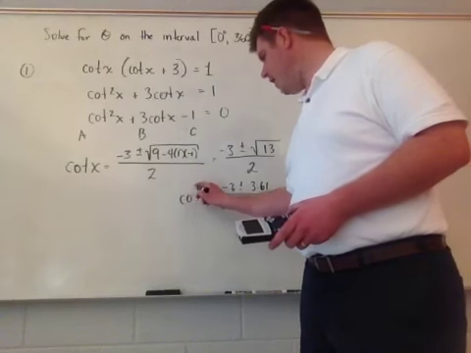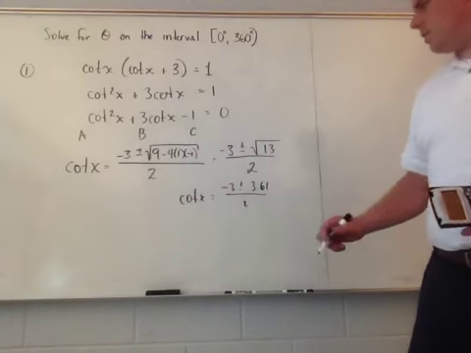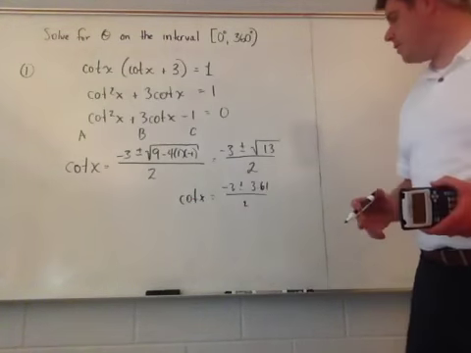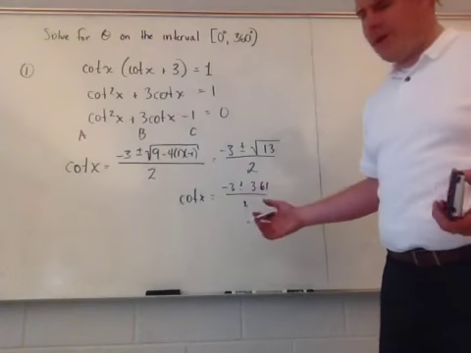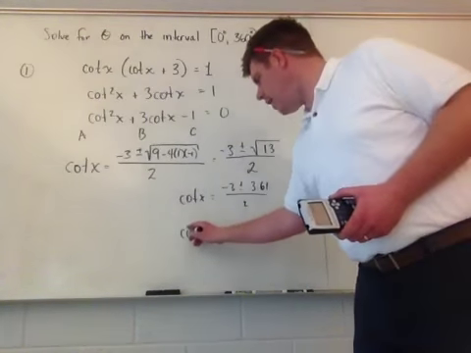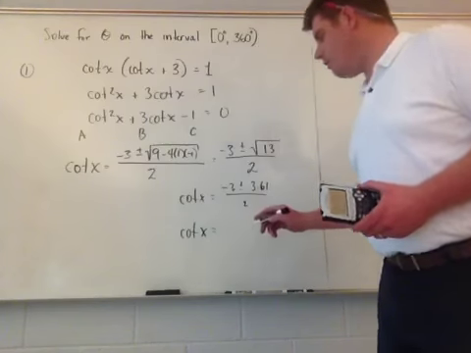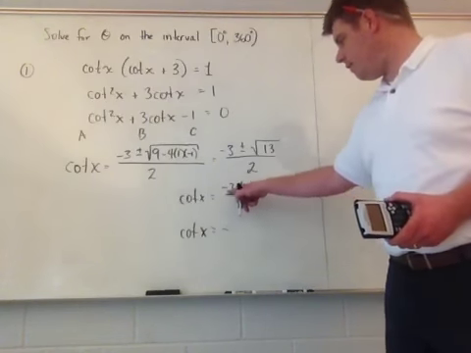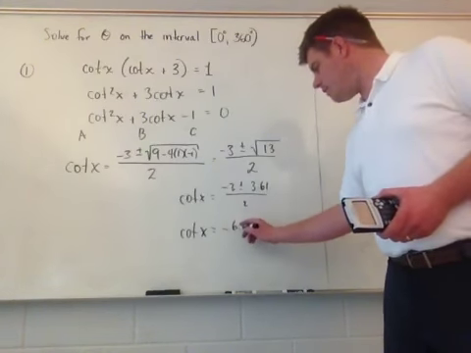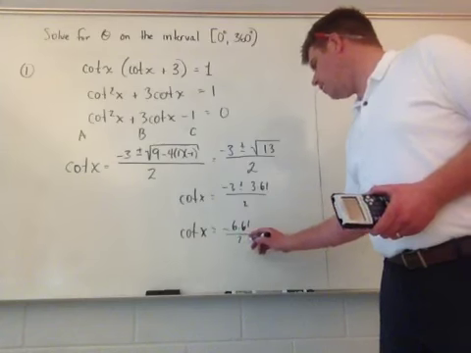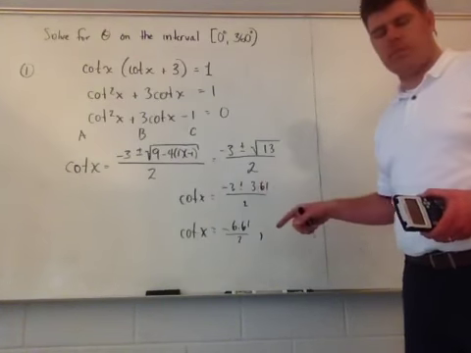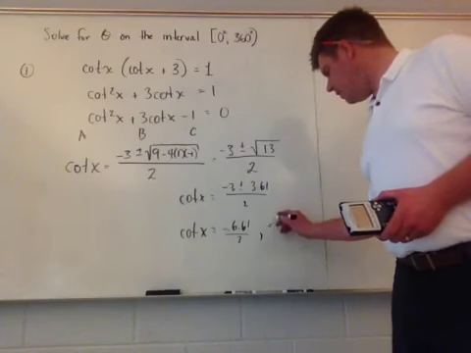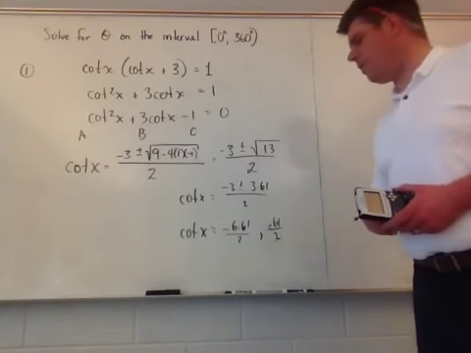So cotangent of x right now is approximately negative 3 plus or minus 3.61. If I go ahead and do that, cotangent of x is equivalent to negative 3 minus 3.61, which is negative 6.61 divided by 2, or cotangent of x, if I did negative 3 plus 3.61, I would get 0.61 divided by 2.